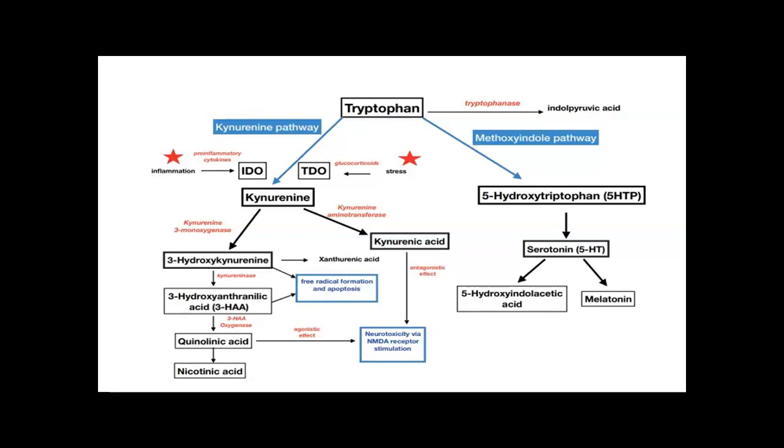Basically, the whole point is that if stress happens, activation of TDO, or if inflammation happens, activation of IDO, will divert this pathway away from serotonin. Serotonin is healthy, and the body needs serotonin and melatonin to happen. If the patient goes into this pathway, there is some interesting free radical formation and a sleep issue. That is what they are saying.